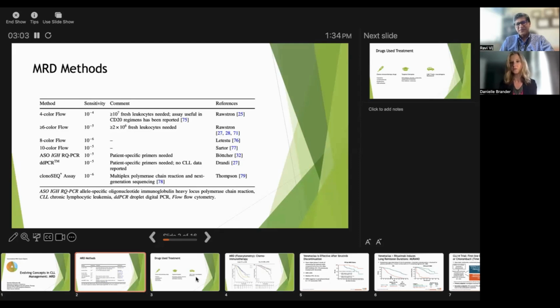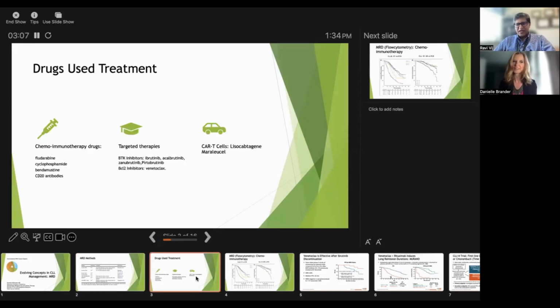So can you just broadly tell us how we have advanced in our treatment paradigm for CLL, and then we'll put in context how MRD has played a role in these various time frames?